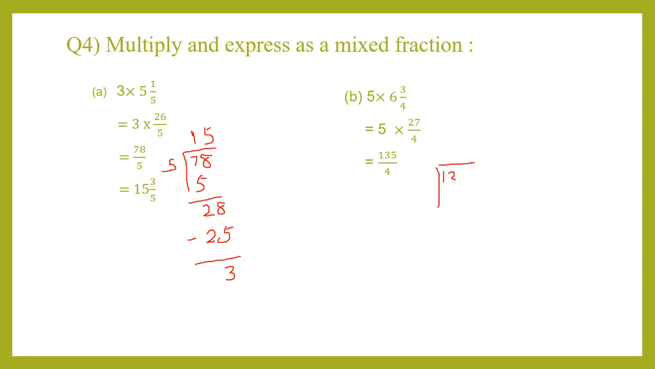This division part you can do yourself and check whether the answer is correct. So that is 4 threes are 12. 13 minus 12, that is 1. 5 comes here. Again 4 threes are 12. 15 minus 12, that is 3. So 33 is the quotient. Now 3 is the remainder and 4 is the divisor. So the answer is 33 3 by 4.